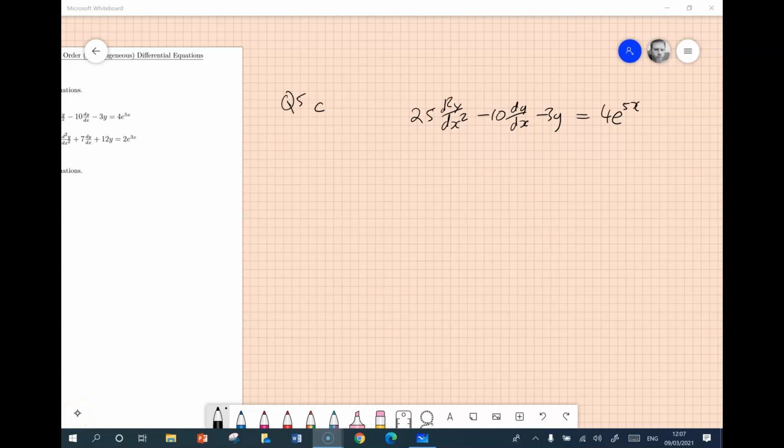Okay, second order homogeneous equation. So we get 25 times the second derivative minus 10 times the first derivative minus 3y equals 4e to the power of 5x. So instead of homogeneous, which is equal to 0, we've got it equal to 4e to the power of 5x, this exponential.